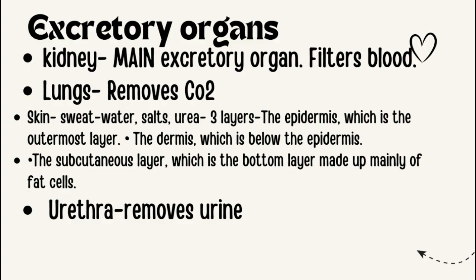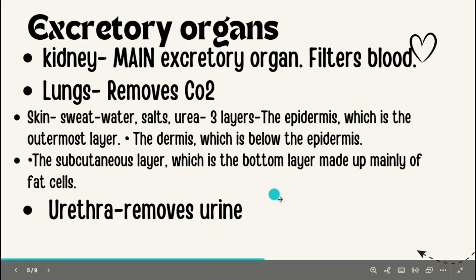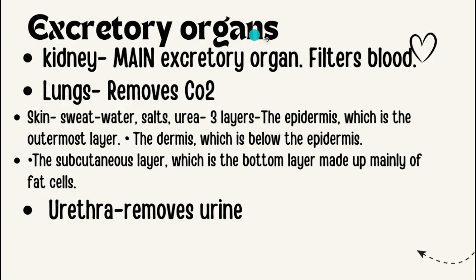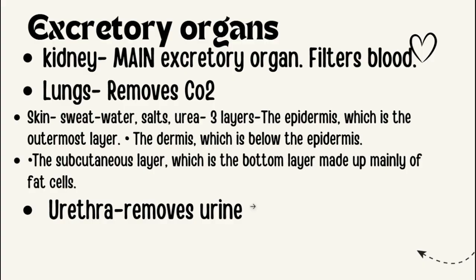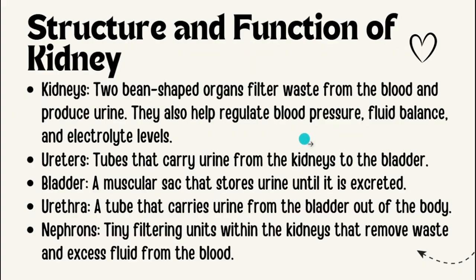And just to know, the urethra removes urine. The kidney filters out the blood and makes the urine, and then the urethra is where the urine passes out to get out of the body. So as it relates to the structure and function of the kidneys, as I said before, it is the main excretory organ.